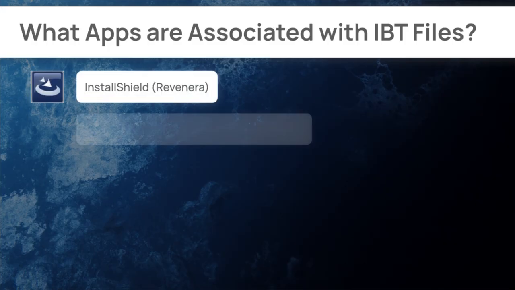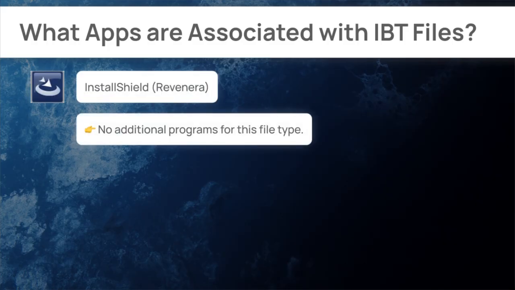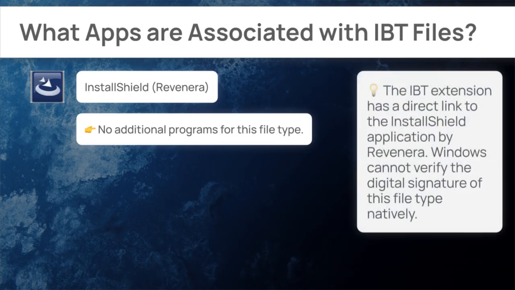The designated application for the IBT file is InstallShield from Revenera. Windows cannot verify the digital signature of this file type natively. Windows relies on temp files briefly, but they generally become unnecessary afterward.